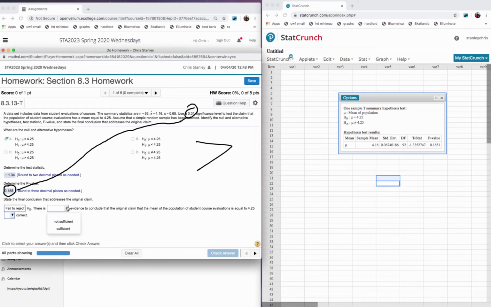And whenever you fail to reject, you do not have sufficient evidence to conclude that the original claim. Okay, so let's see if this makes sense. There is not sufficient evidence to conclude that the original claim, let's look at the original claim.